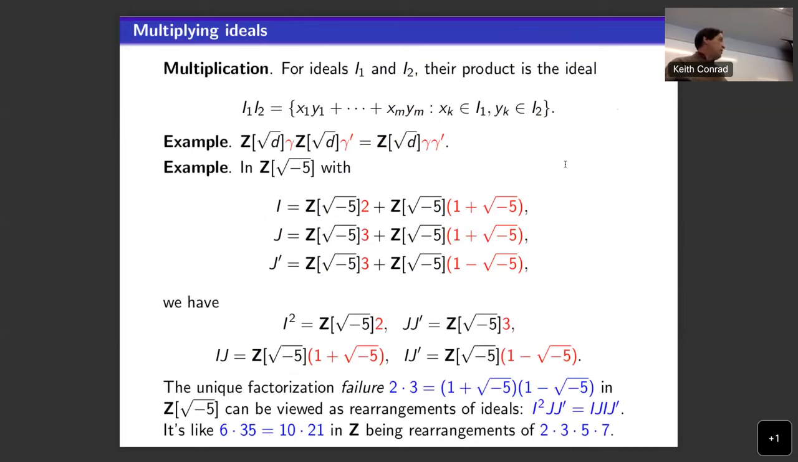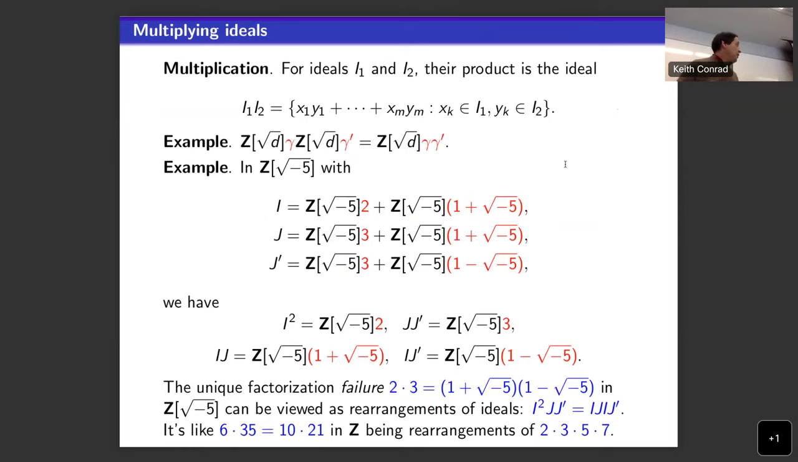So if we go back to the example I mentioned before of non-unique factorization in Z[√-5], 2 times 3 is 1+√-5 times 1-√-5. On both sides, these are genuinely different prime factorizations. But if we pass to the multiples of the numbers on both sides, to think about them as principal ideals, then on the left-hand side, 2 times 3 breaks up into I squared times J J prime. And on the right side, 1+√-5 and 1-√-5, as ideals, break up into IJ and IJ prime.